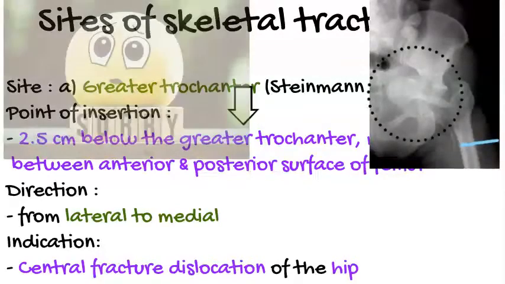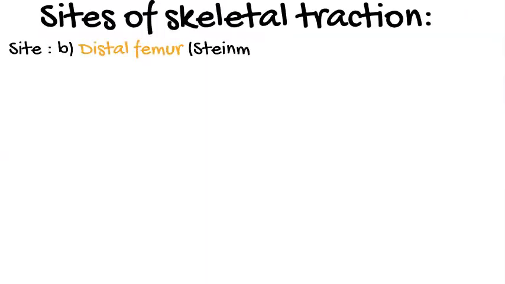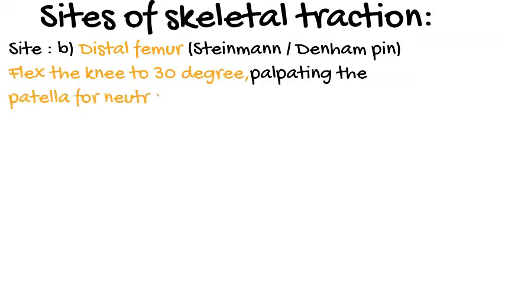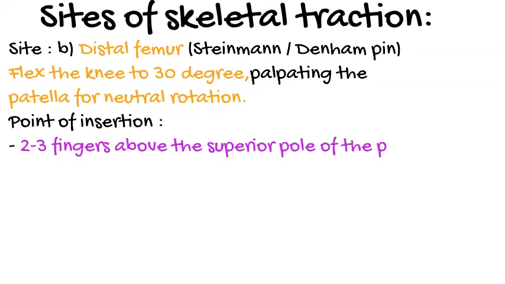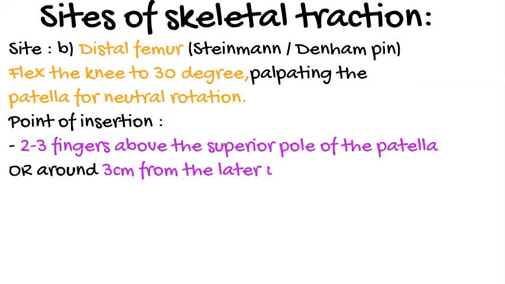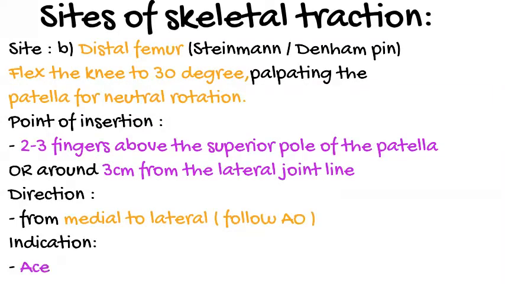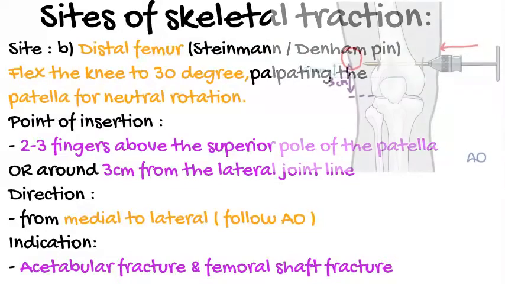The X-ray shows a very bad fracture dislocation, isn't it? Okay, another site of skeletal pin insertion is B, distal femur, by using a Steinmann or Denham pin. First, flex the knee to 30 degrees, palpating the patella for neutral rotation. The point of insertion is 2 to 3 fingers above the superior pole of the patella or around 3 cm from the lateral joint line. There is an illustration provided.